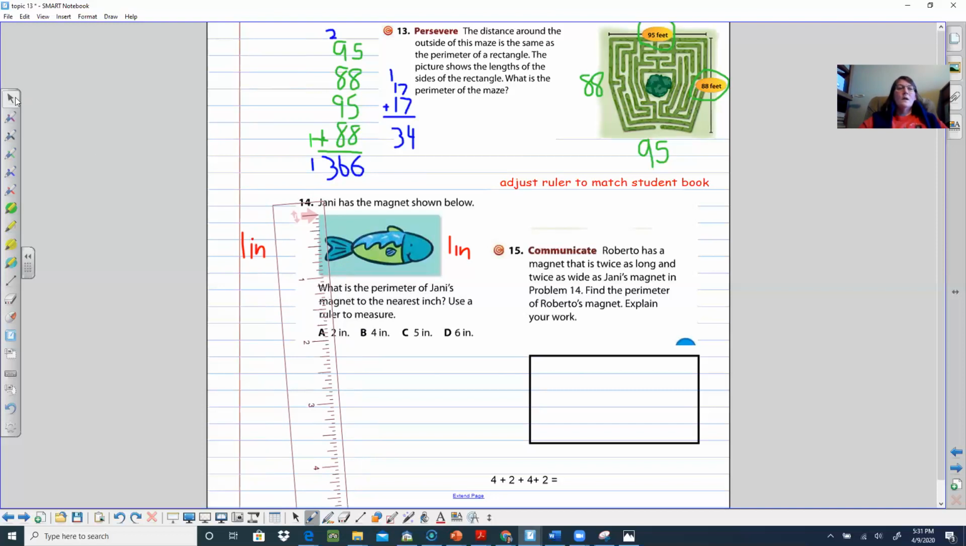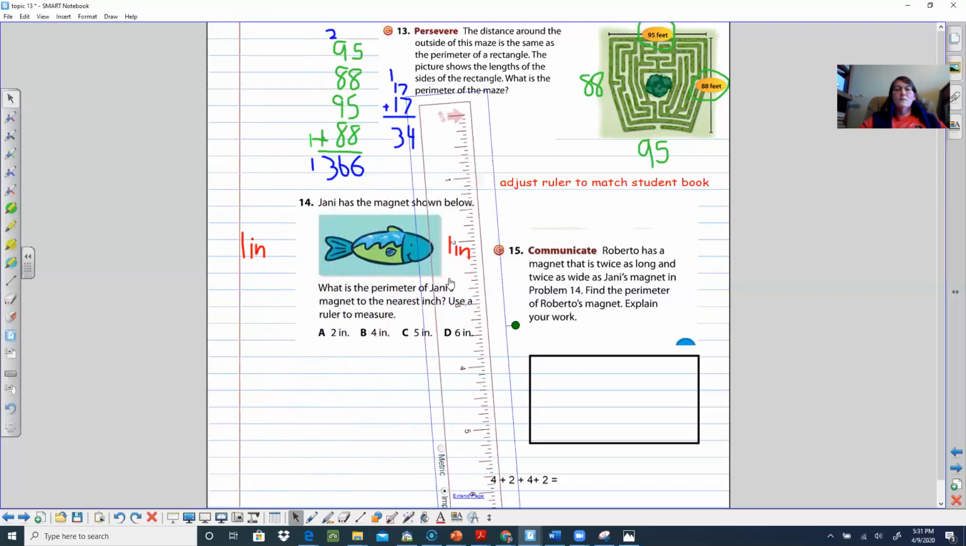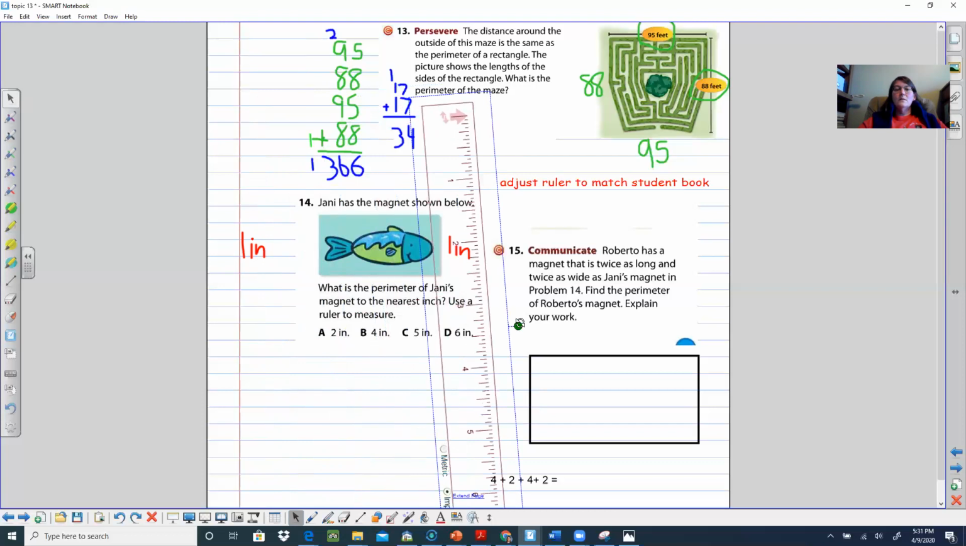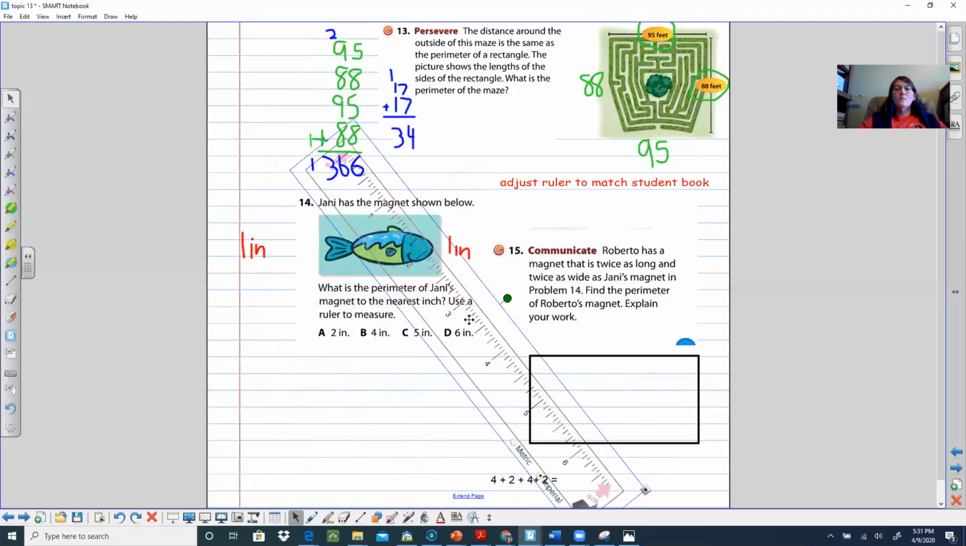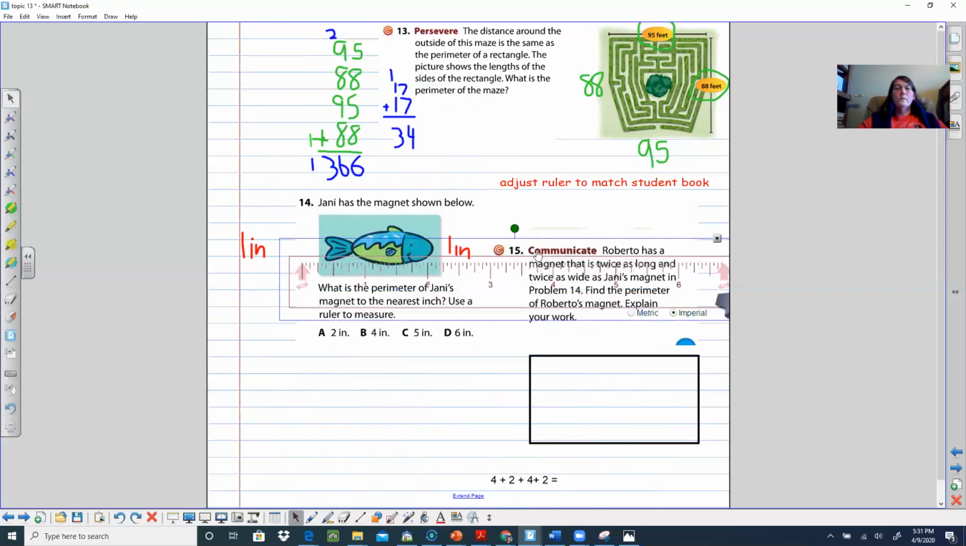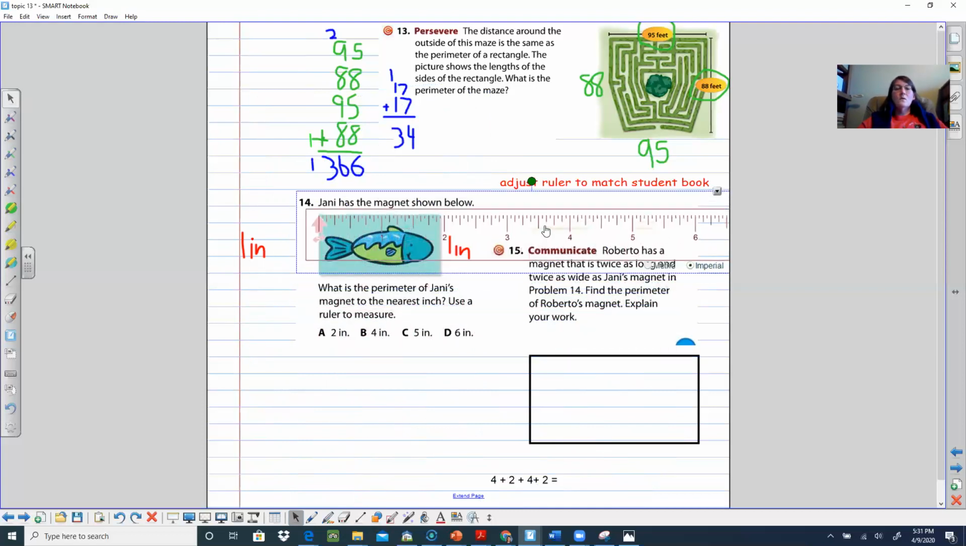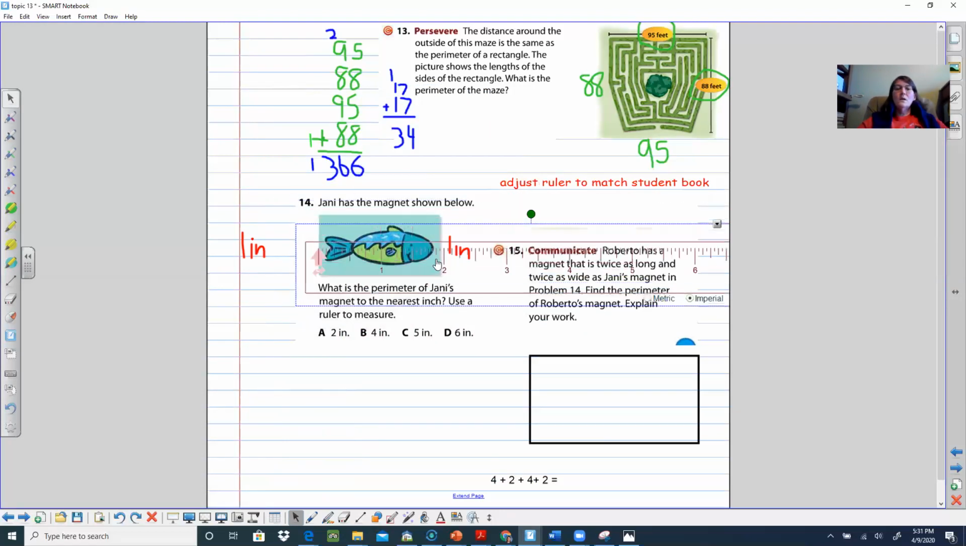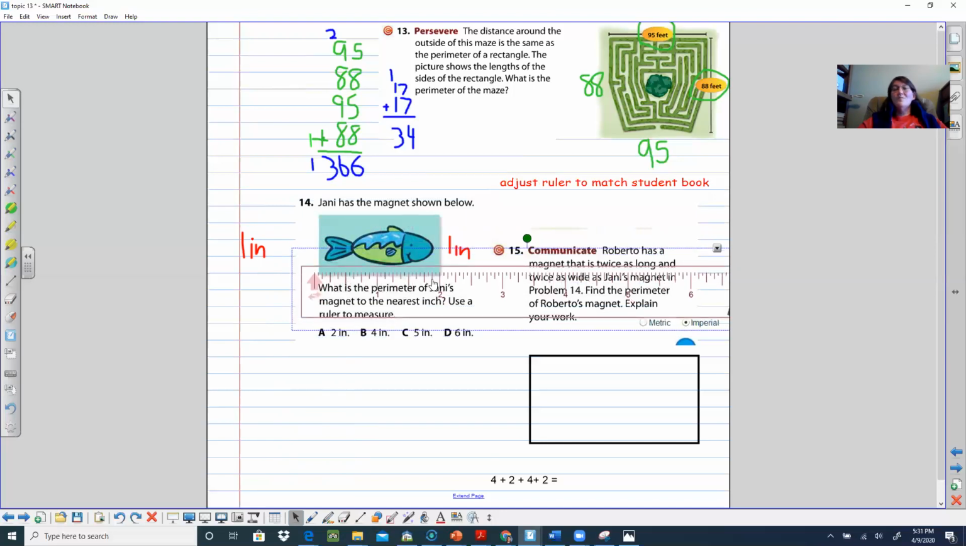Okay, back to that. Now, this is kind of fun. I get to rotate my ruler. See my little green dot? So when you're doing some stuff in Google Slides, you'll get to rotate stuff too. Alrighty, so lined it up. Here's my 0. It is about 2 inches. So if the top is 2 inches, our bottom is also 2 inches.